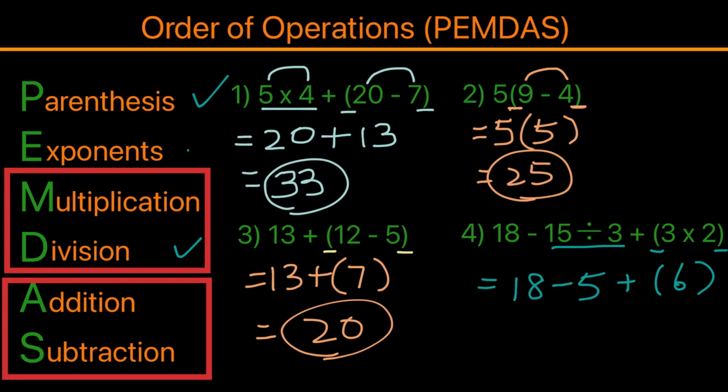Like so. And now we have a subtraction and addition. Addition and subtraction fall in the same group, so you can do them in the order that they come in. So we can just take 18 minus 5, which is 13. Then we plus 6. And 13 plus 6 is 19. So the answer is 19.